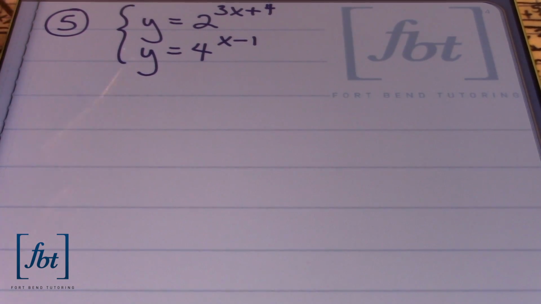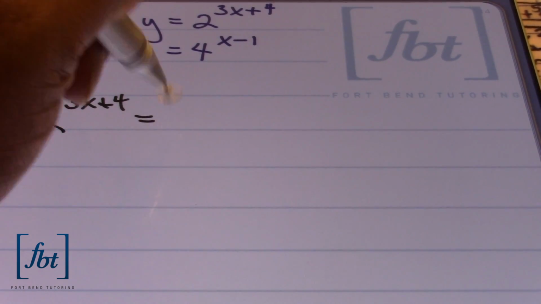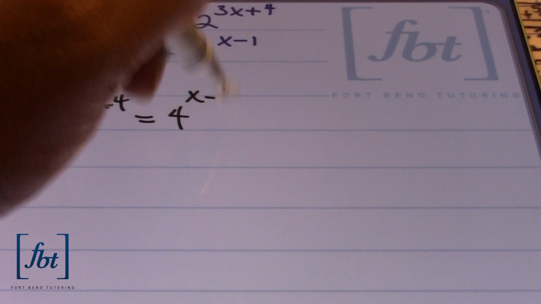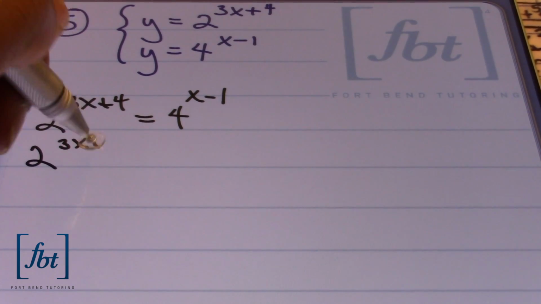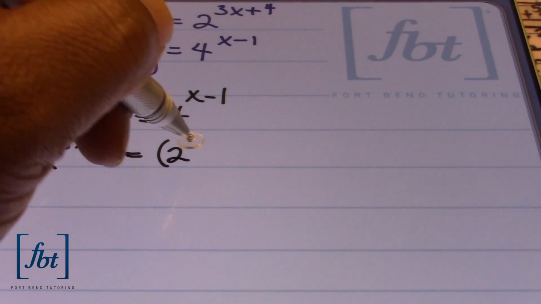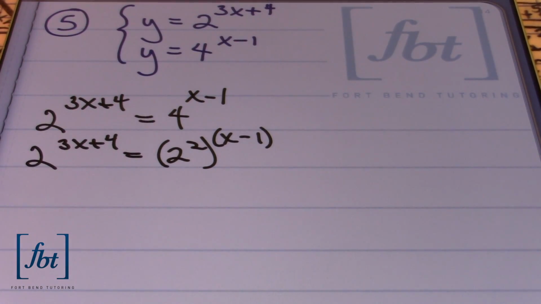So with number 5, I'm setting the equations equal to one another because we already have y solved for. Y equals y. Therefore, I have 2 to the 3x plus 4 equals 4 to the x minus 1. I am, first of all, realizing that 4 can be written with a base 2, so I'm going to do that. This will be 2 to the 3x plus 4 equals 2 squared raised to the x minus 1 power.